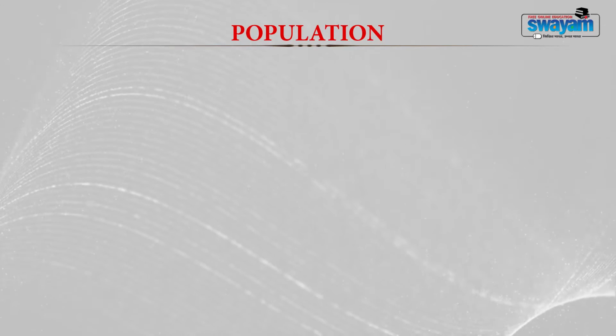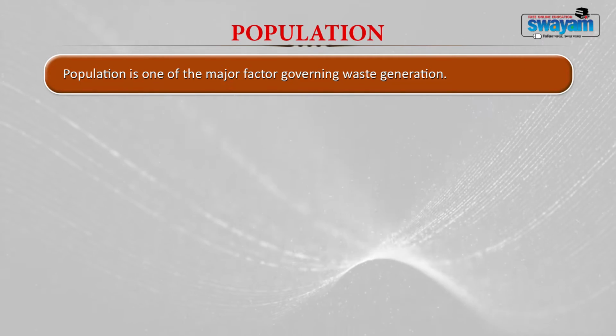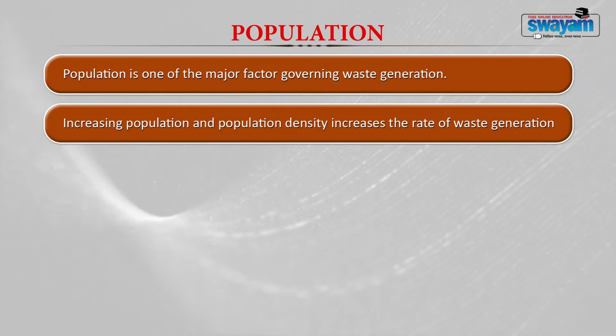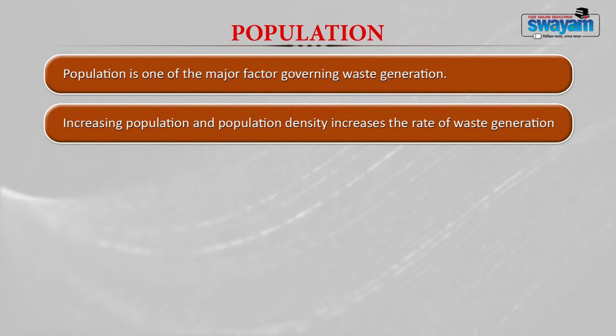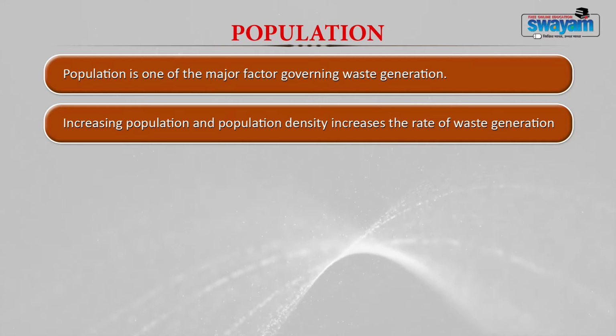Now, let's start with population. You all know, with the increase in population, obviously your waste generation will increase. The same is the case for population density also. For example, in metropolitan cities, the waste generation is high when compared to a rural area or a village, where the waste generation will be comparatively lesser. So, population plays a major role.